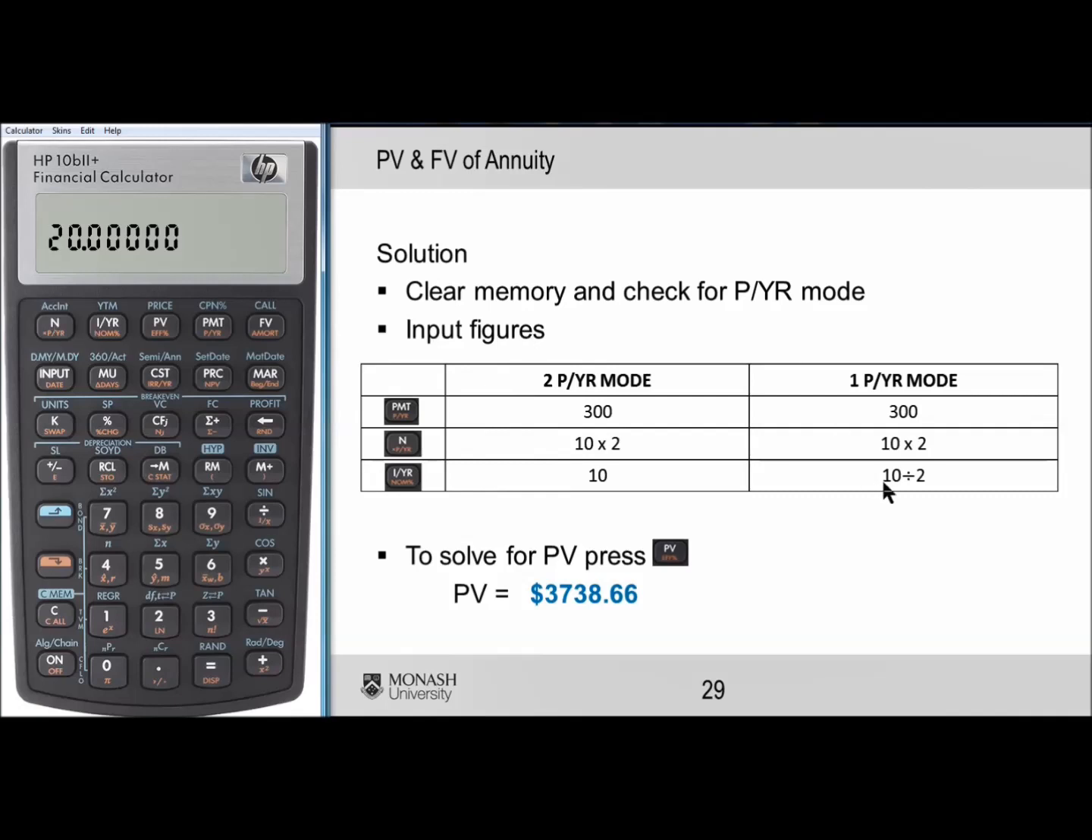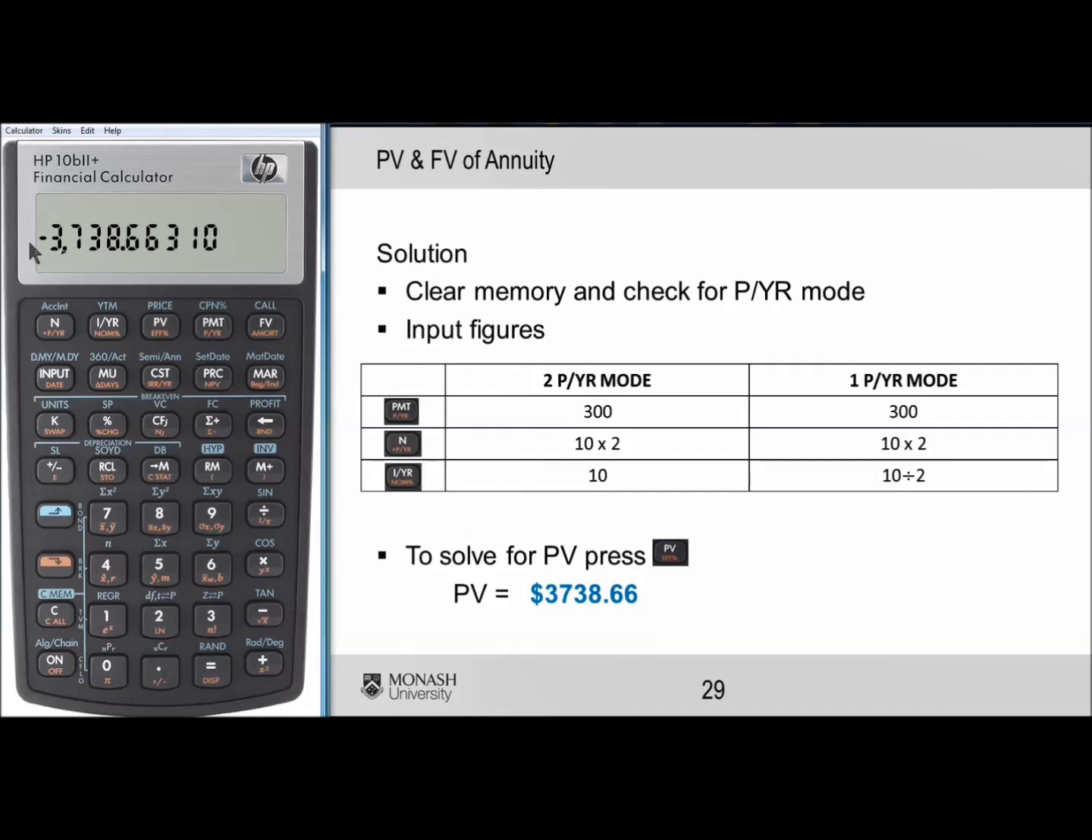Interest rate, 10% nominal interest rate, so we need to make it to the semi-annual effective interest rate, so 10 divided by 2, this is our interest rate. To solve for PV, press PV, and your final answer is 3738.66. Again, ignore the negative sign.